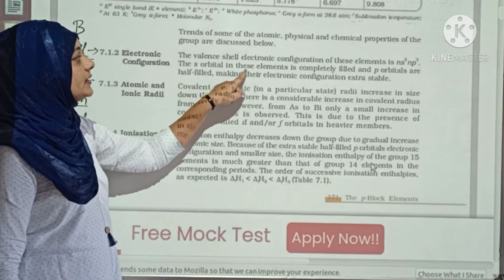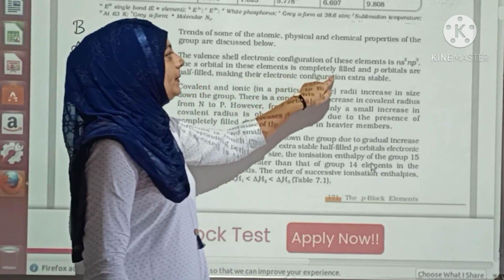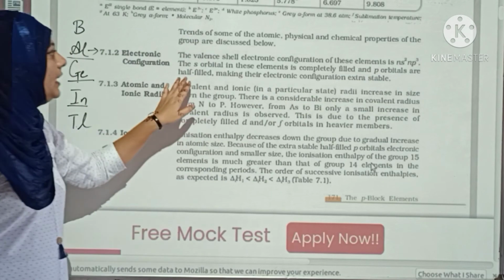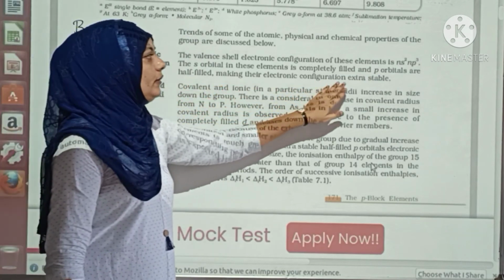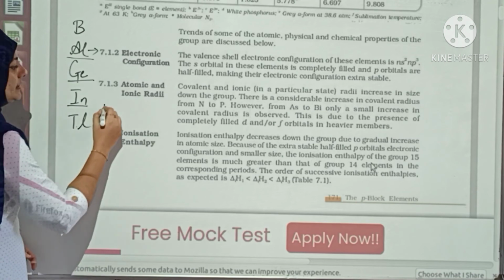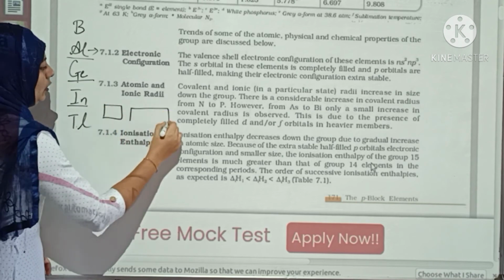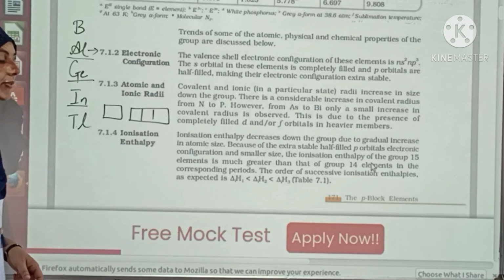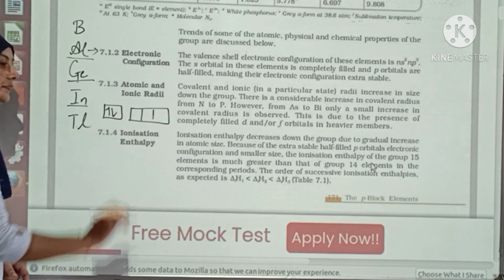The s orbitals in these elements are completely filled and p orbitals half filled, making the electronic configuration extra stable. So dear students, when we fill the electrons in the orbitals like this, this is completely filled.